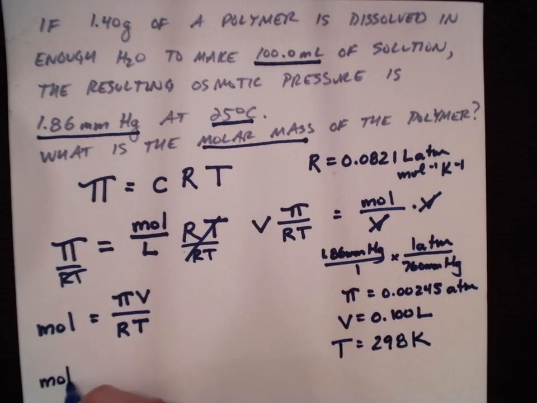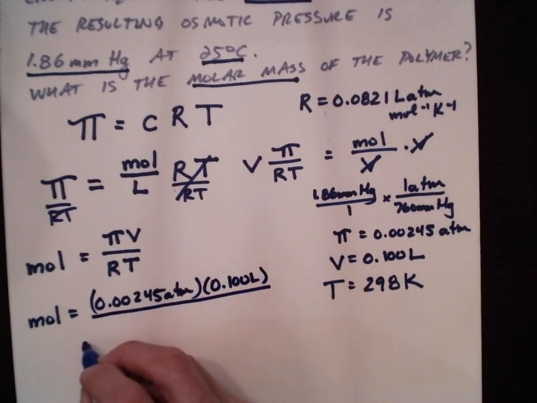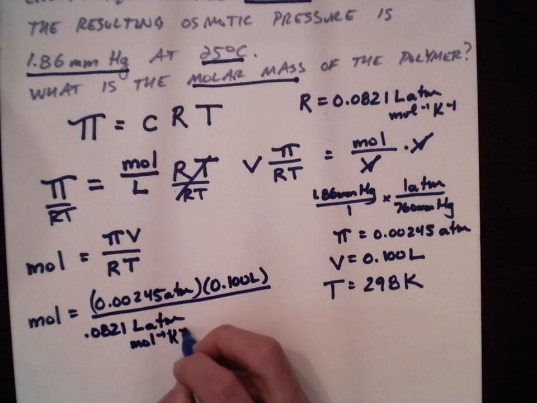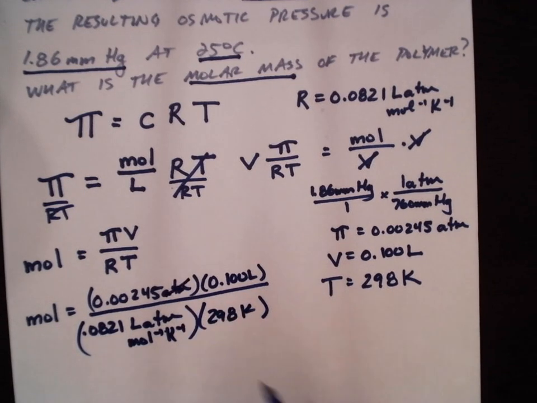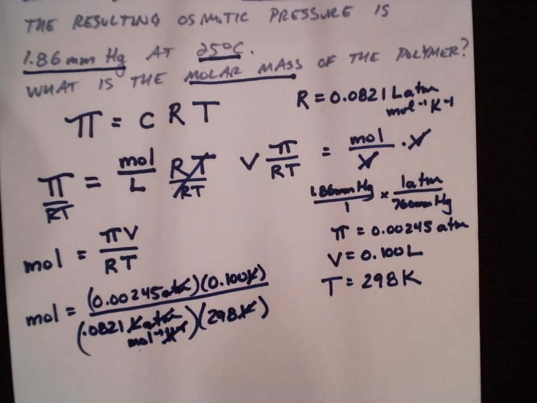So my moles is going to be 0.00245 atmospheres. We are going to multiply that by the volume, which is 1/10 of a liter. We're also going to divide that by 0.0821 liter atmosphere for every mole, for every Kelvin, and we're also going to divide by 298 Kelvin. Atmosphere on the numerator cancels atmosphere on the denominator. Liter on the numerator cancels liter on the denominator. On the denominator, we have both a Kelvin and an inverse Kelvin that'll cancel each other. We have an inverse mole on the denominator, which is a mole, and that's the unit we're looking for. So we know we've done this correctly. Now all we need to do is the arithmetic.